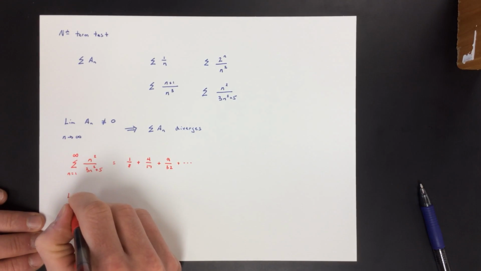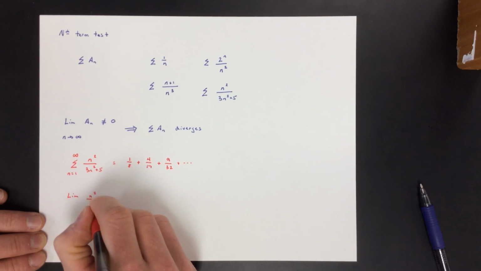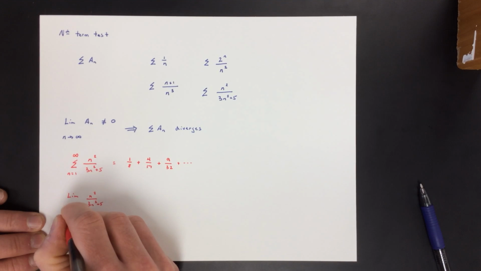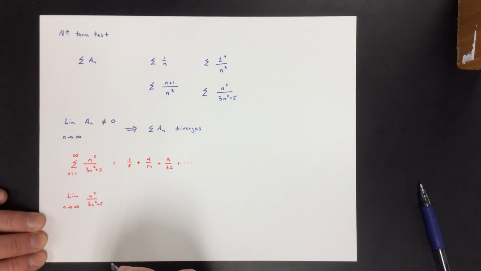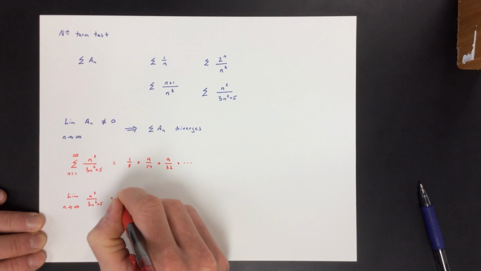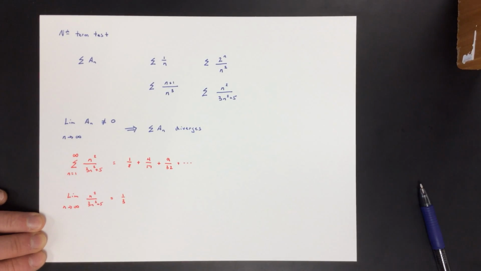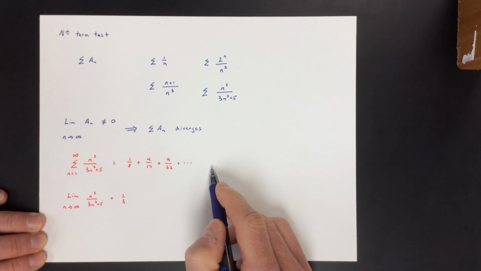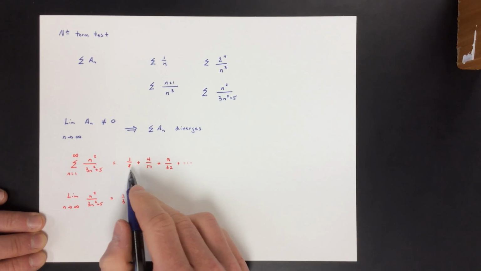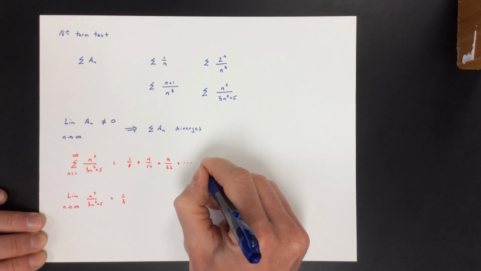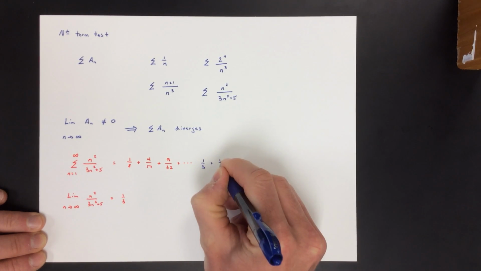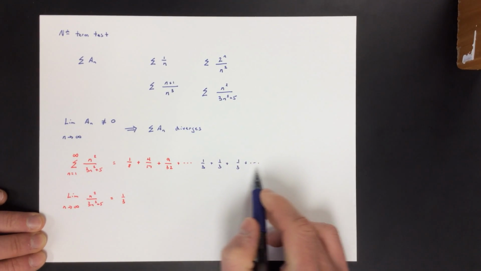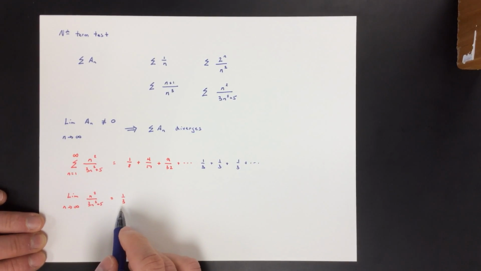if we look at the limit of n squared over 3n squared plus 5 as n goes to infinity, we know by L'Hopital's that that limit is equal to 1/3, which means that all of these terms are approaching the value of 1/3. So if I go infinitely far away, I get 1/3 plus 1/3 plus 1/3 plus an infinite number of 1/3s, because that's what the nth term is.